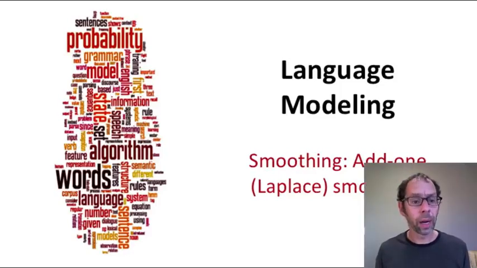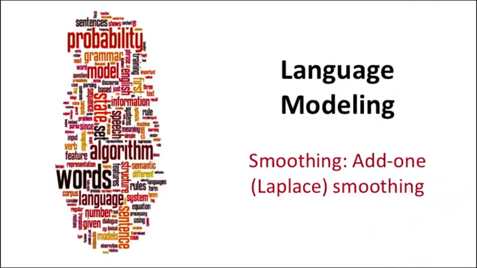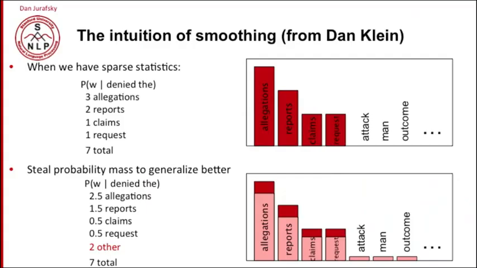How do we deal with bigrams with zero probability? The simplest idea is called add-one smoothing. And let's look at a picture that gives us the intuition of smoothing in general from Dan Klein.